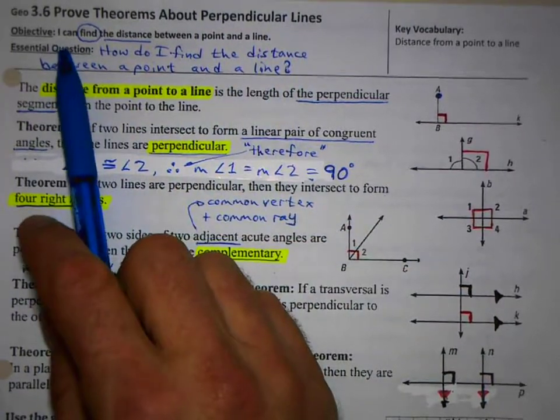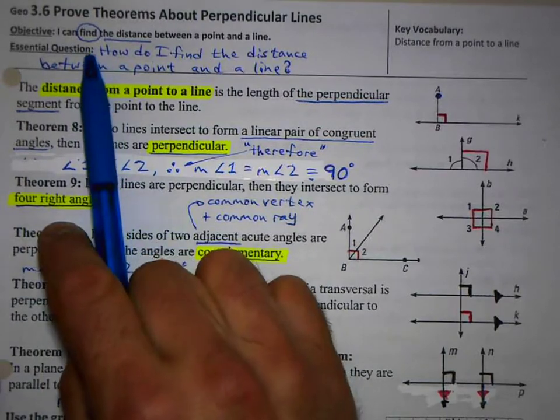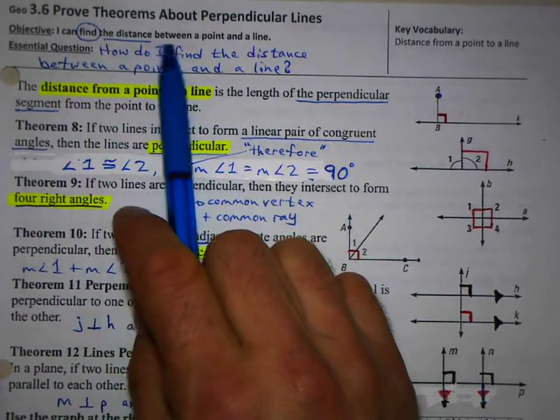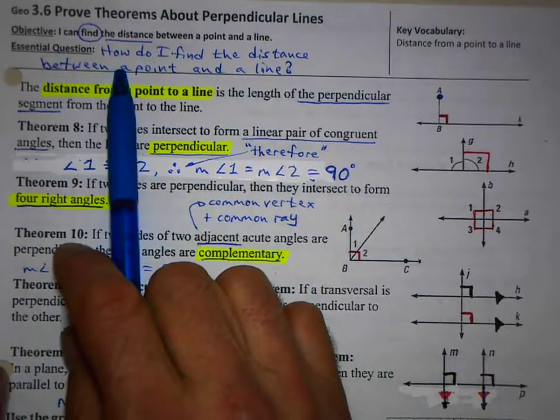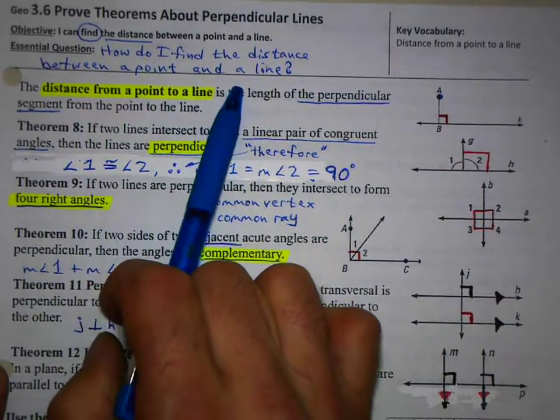Our objective is I can find, that's our main verb, find. What is it we want to find? I want to find the distance. And what distance is that? It's the distance between a point and a line. So our essential question is, how do I find the distance between a point and a line?